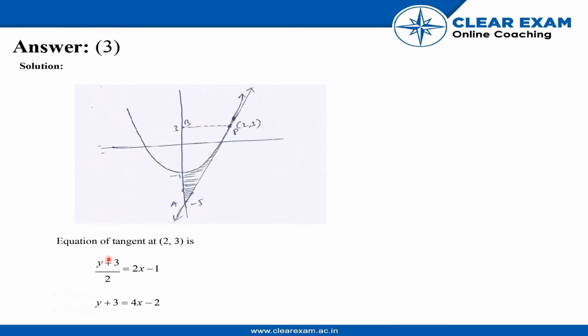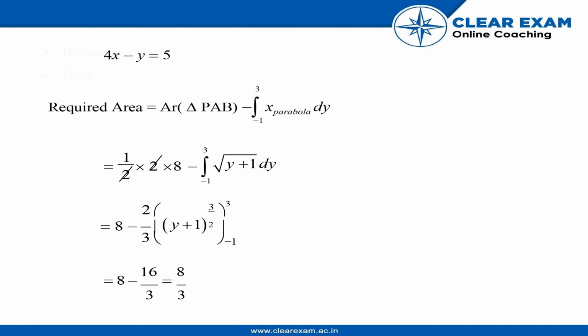So the equation of the tangent at (2, 3) will be y + 3 = 2(2x − 1). Solving this equation, y + 3 = 4x − 2, so 4x − y = 5. The required area will be the area of triangle PAB minus ∫ x_parabola dy, with limits −1 to 3.